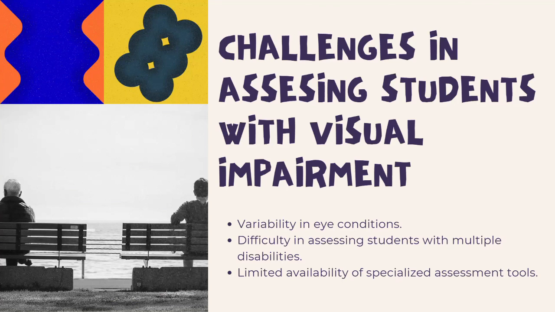The next challenge is difficulty in assessing students with multiple disabilities. Some students with visual impairments also have additional disabilities, such as autism, intellectual disabilities, or hearing impairments. These coexisting conditions affect communication, mobility, and learning. For example, a student with autism and blindness may have difficulty following verbal instructions, while a student with CP and low vision may require adaptive technology to communicate.